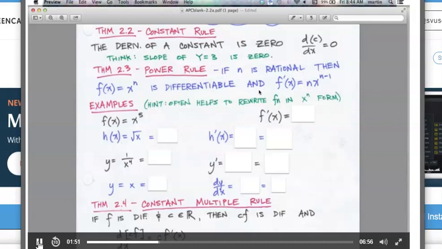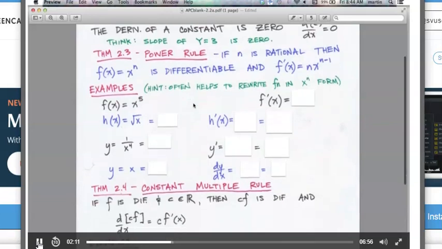And the rule is, if you start with x to the nth, then f prime of x, the derivative of that, is n times x to the n minus 1. So take a look at this form. What you're going to do is you're going to take this exponent, put it in front right here, and then subtract 1 from the exponent. So n comes in front, and n minus 1 stays up top.